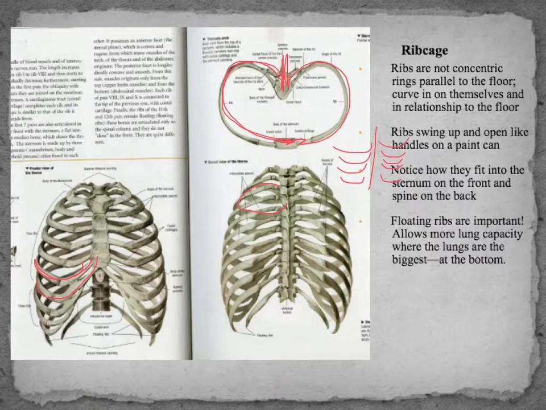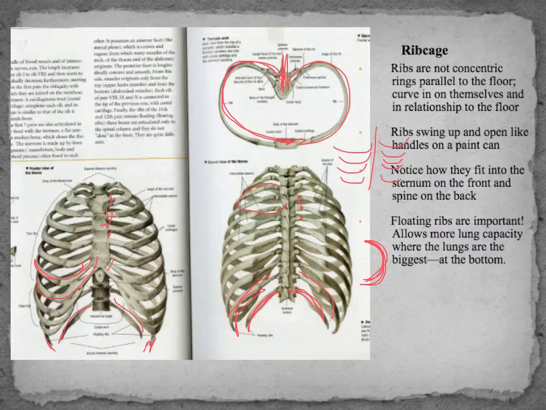Notice how they fit into the sternum in the front, and they fit into the vertebra in the back. What they do is, I want you to think of them as sort of swinging open like the handle to a paint can. That's how the ribs swing up and open, right? Now, I also want you to notice we have these two beautiful floating ribs back here that do not attach to the sternum in the front, right?